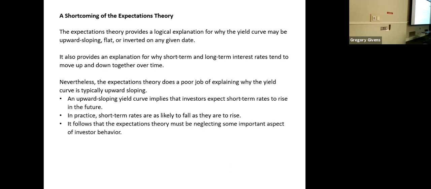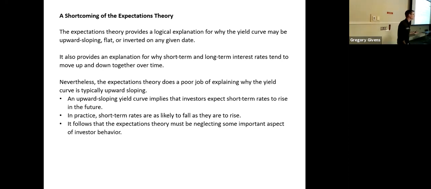What this suggests then is that the expectations theory of the term structure is neglecting some aspect of the bond market and interest rate behavior that will help us understand why the yield curve is upward sloping most of the time. The pure expectations theory doesn't explain that because it would imply that investors are always thinking interest rates are going to rise. That can't be plausible, right?